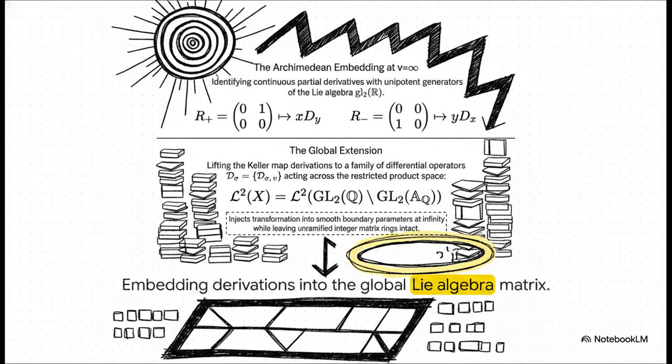Next up, we take those local complex derivations and embed them into a massive global Lie algebra matrix background. Check out the Archimedean embedding at the top. We're identifying the continuous partial derivatives with the R+ and R- matrices, which are the unipotent generators of the Lie algebra. By doing this, we literally lift the Keller map derivations to a global family of differential operators across a restricted product space. We are directly injecting the transformation right into the smooth boundary parameters at infinity, all while deliberately leaving the integer matrix rings completely intact at all unramified primes.